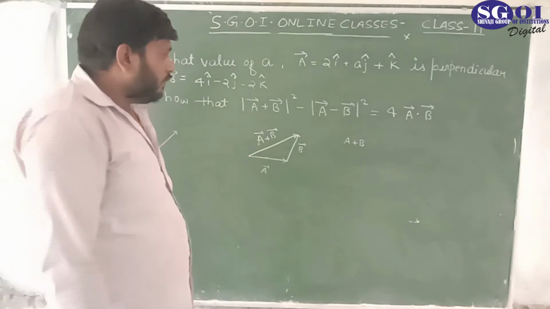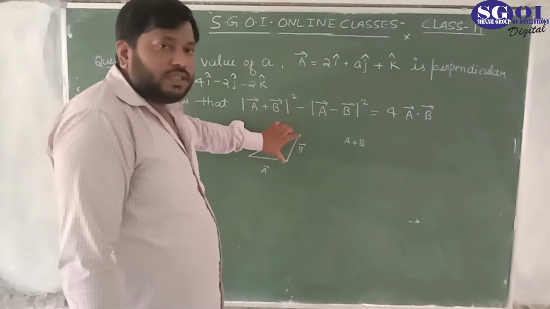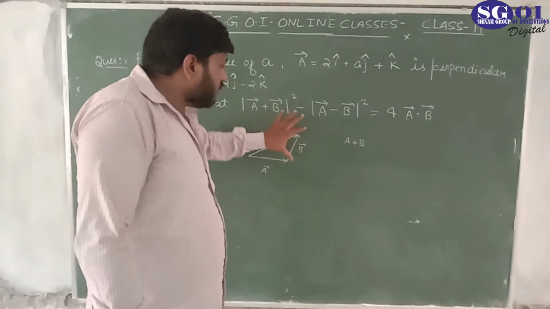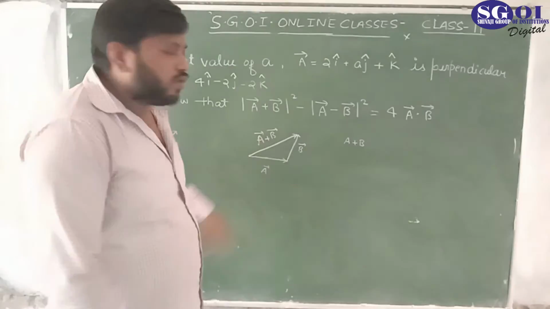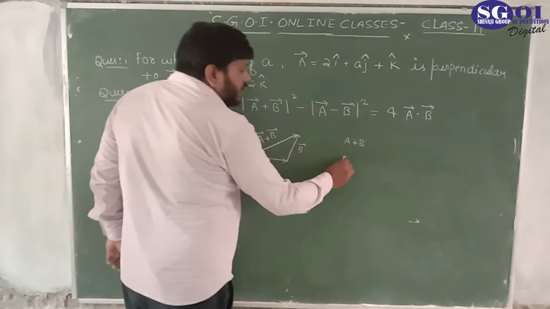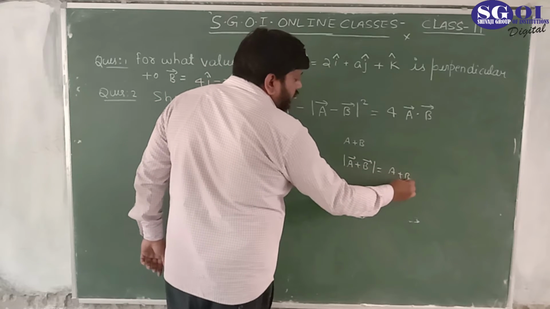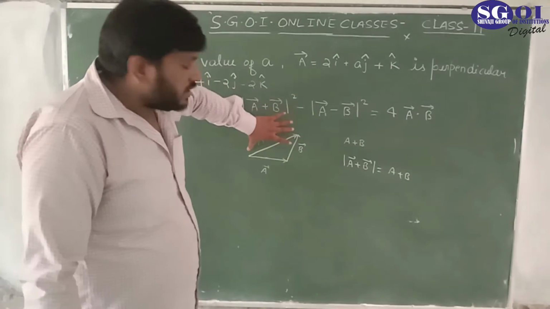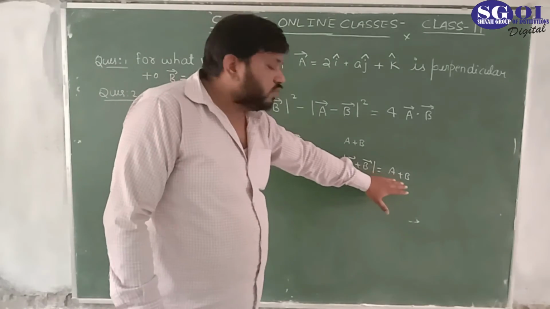No. Why is it no? Because you are seeing this is a triangle, and in a triangle the sum of two sides, a and b, the lengths of these two sides, is not equal to the third side, it is greater than the third side. So how can mod of a plus b equal a plus b? Is it true? No. Mod of a plus b, the length of this arrow, is not equal to a plus b.